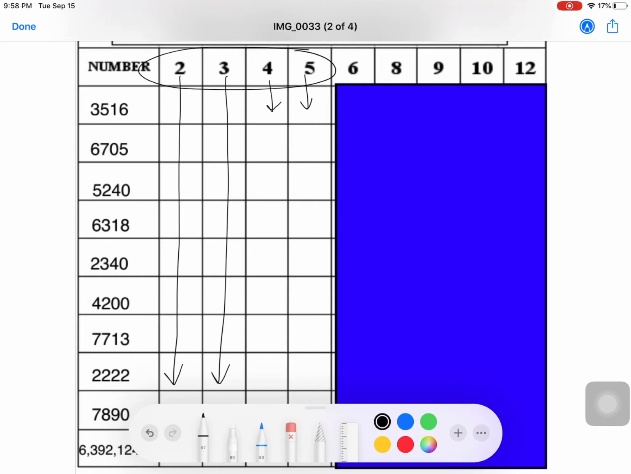Next day, tomorrow, we'll focus on 6, 9, 10, and 12 and being able to figure out the divisibility rules for them and understand them. So head into Google Classroom, find this worksheet, and work through and put a check mark in each box for which a number is divisible by it.